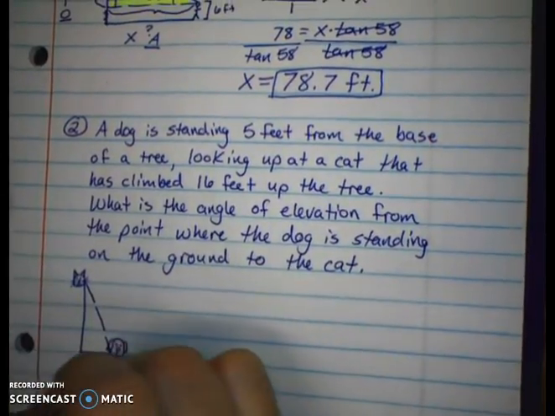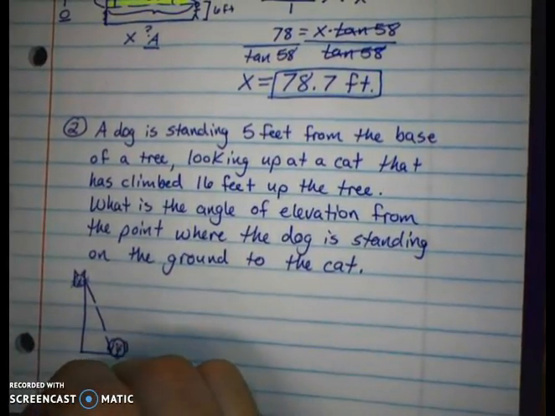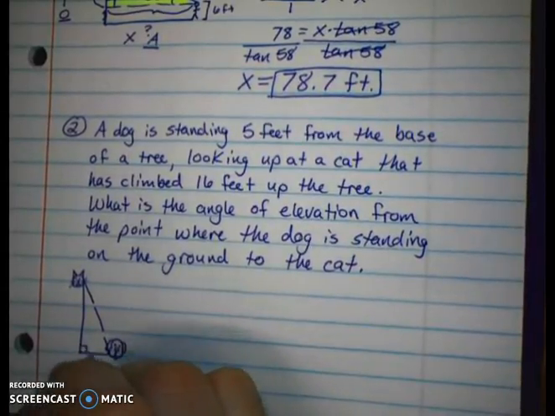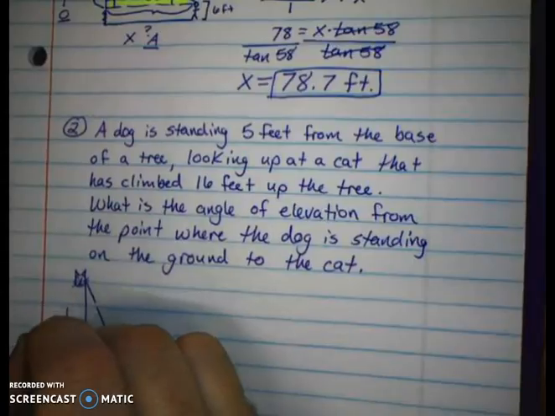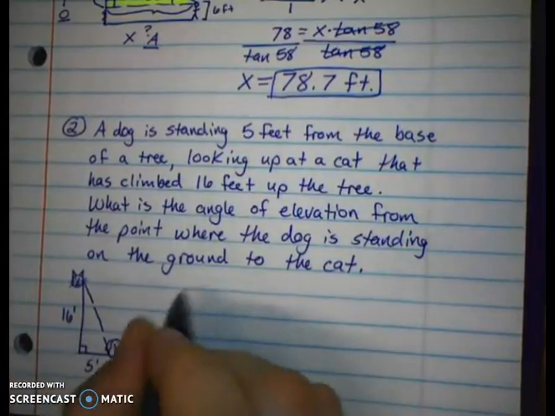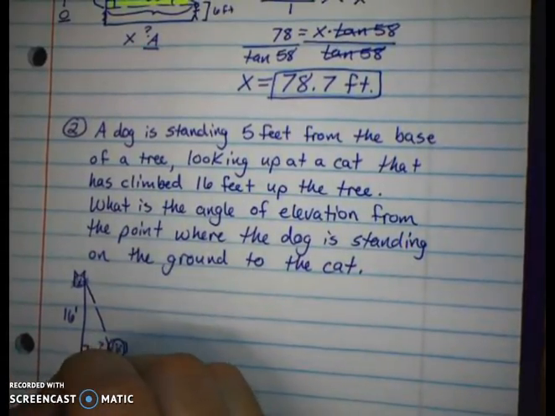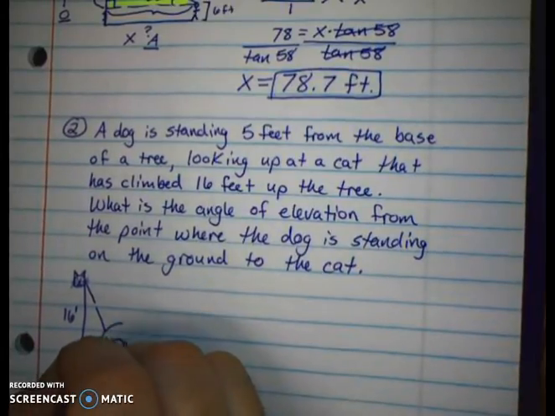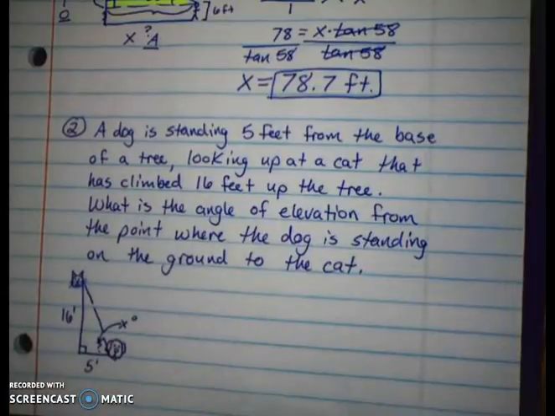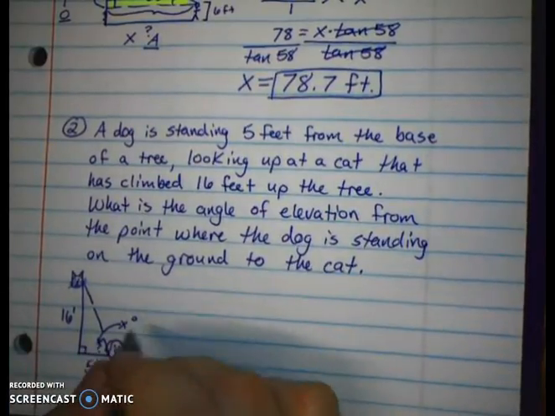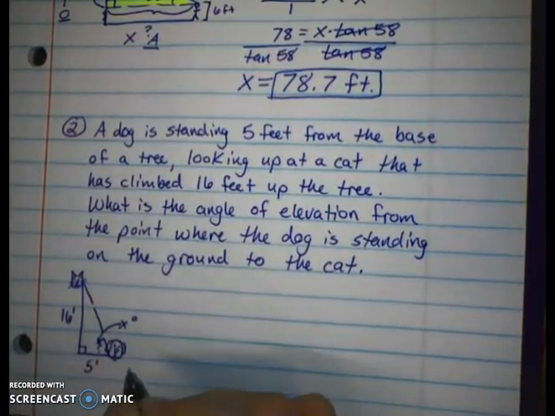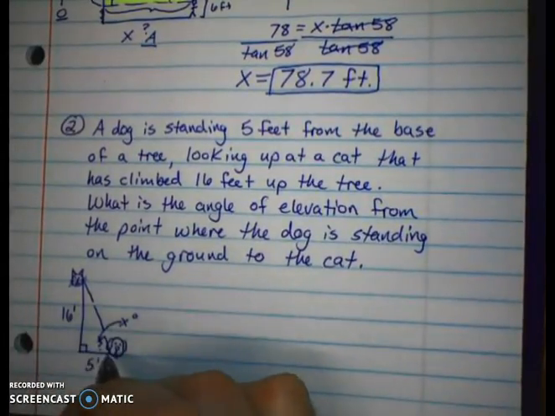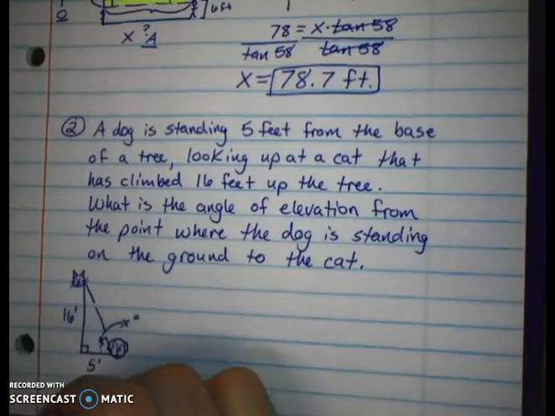We know that the dog is 5 feet away from the base of the tree. The tree forms a right angle with the ground, and the cat is 16 feet up the tree. And it asks, what is the angle of elevation? Okay, so that's what we're going to call x. And so now we get to set up an inverse trig equation to help us solve this. All right? And so we have a right triangle. The two sides that are given form the legs.